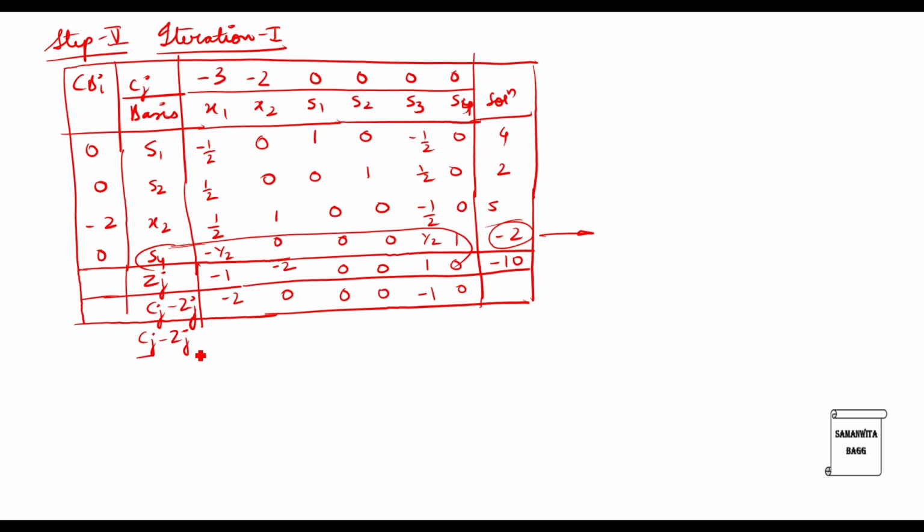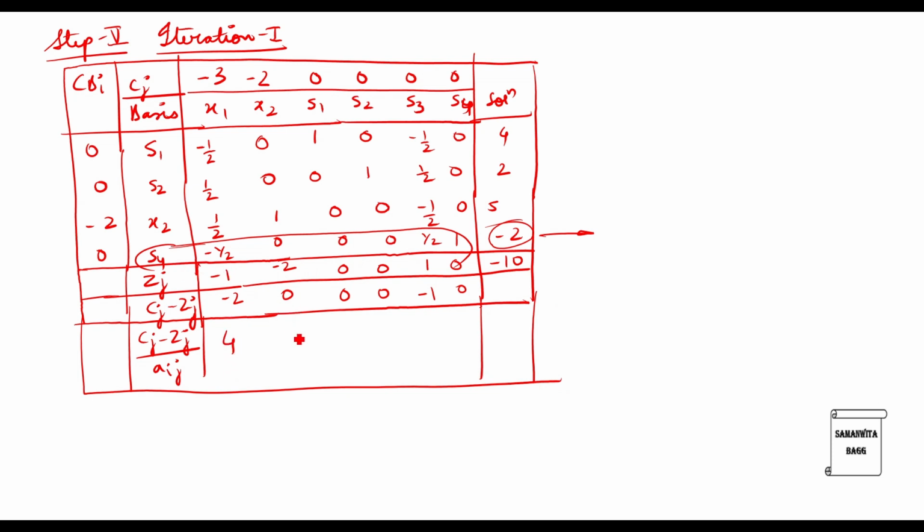So Cj minus Zj upon Aij. I am going to divide each element of Cj minus Zj by each element of the fourth row. So minus 2 by minus 1 by 2 is 4. This is 0, 0, 0. This is minus 2 and this is 0. So once this is done, we can see that there is only one positive value here, as we don't consider the negative ones. So x1 has to enter the solution.